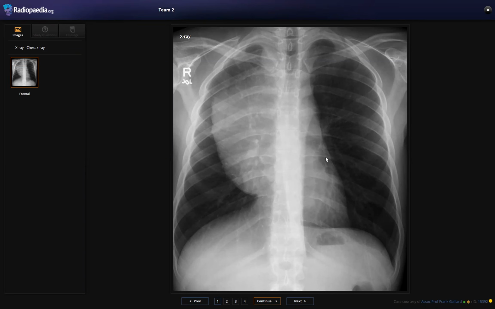I don't see any widening of the interrib distance or any rib lesions. So this is likely representing an anterior mediastinal mass, and the differential includes thymoma, lymphoma, and germ cell tumors, and less likely a thyroid lesion. So I would like to take it further with a CT chest with contrast.